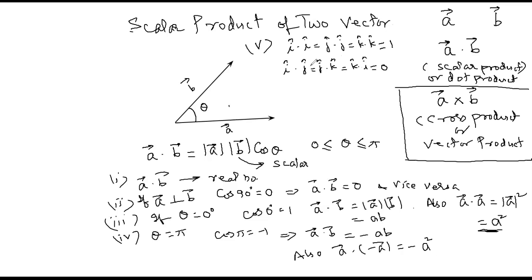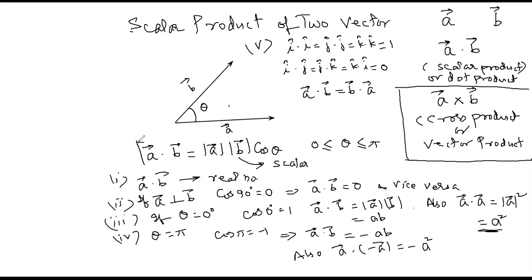And one more thing, remember A dot B is equal to B dot A. This is commutative. A dot B will be equal to B dot A. But this is not possible in the cross product. Fifth property. Now the most important property is this one.